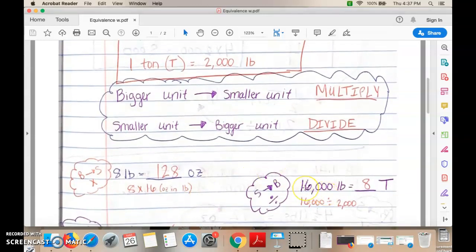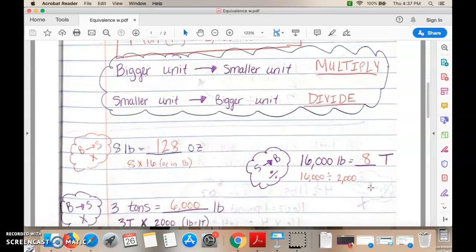If I'm going to do 16,000 pounds to how many tons, pounds are smaller than tons, so I need to go from a smaller to a bigger unit, which means I'm dividing. So I'm taking 16,000 and dividing by 2,000, because 2,000 pounds equals 1 ton. If I get rid of the 3 zeros on my 2,000 and the 3 zeros on my 16,000, I can then take 16 divided by 2, which would be 8.